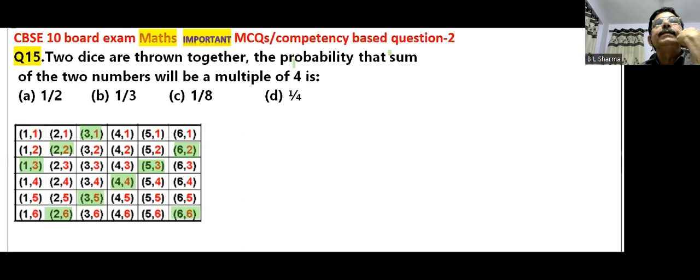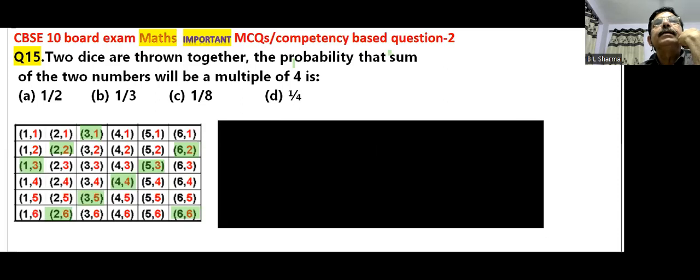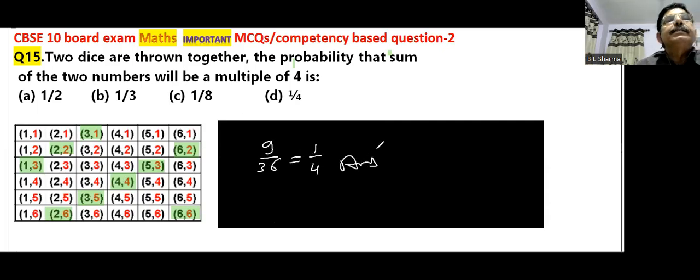So you will see here that these numbers are, कितने नंबर हो गए देखिए, काउंट करिए, 1 2 3 4 5 6 7 8 9, 9 out of 36. So probability will be 9 upon 36, that is 1/4, the answer. So here D is the correct option.